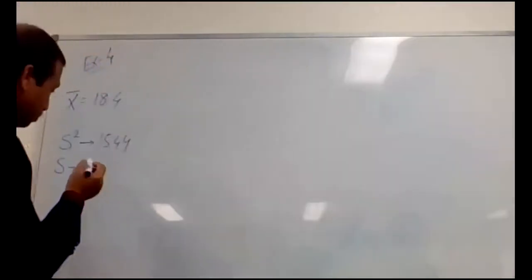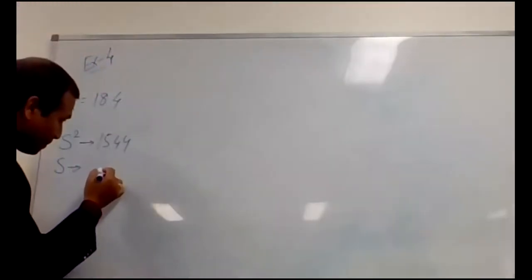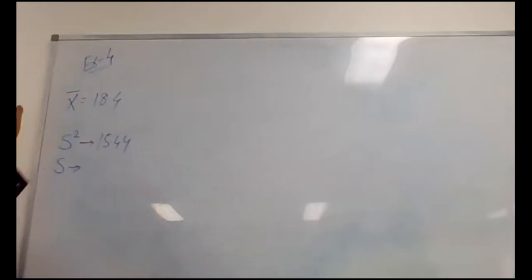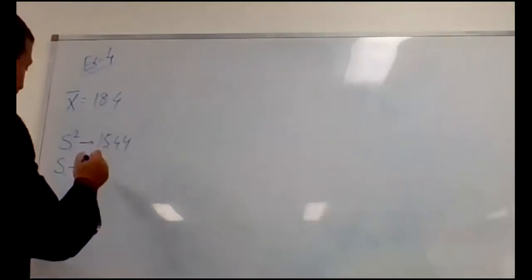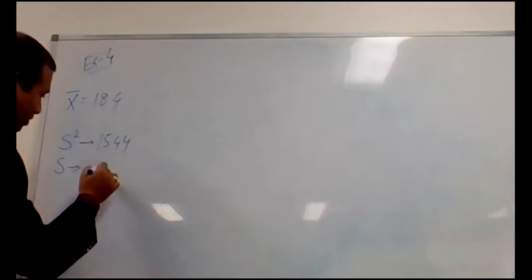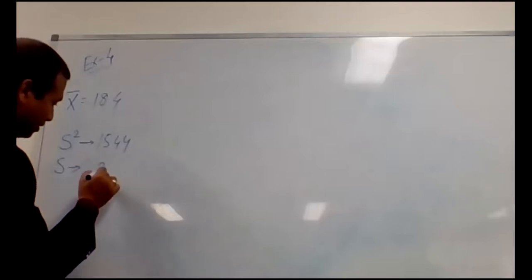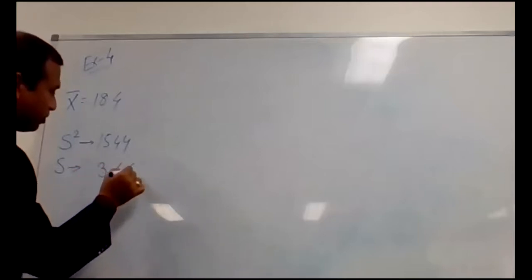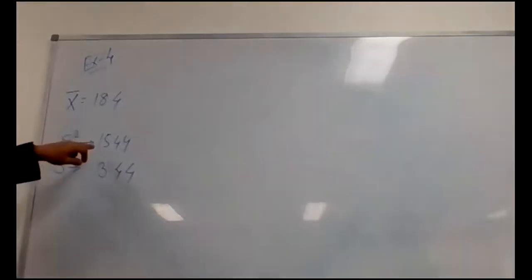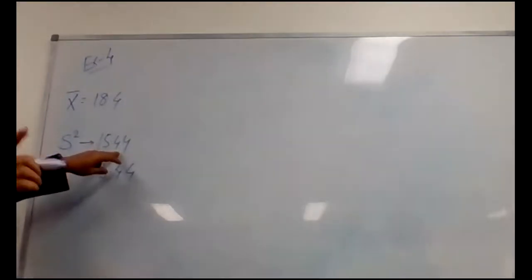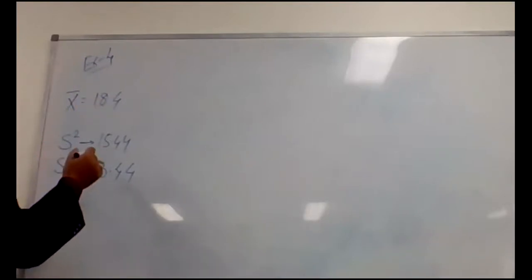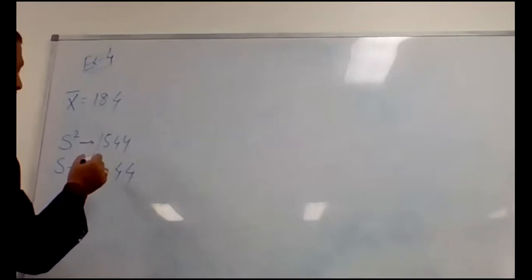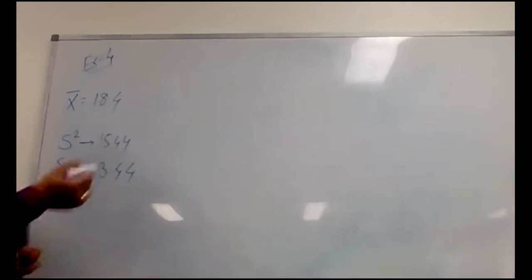It's 3.92, I think. It's 15.44, sorry. Yes, then it's 3.92. Simple one. See, 15.44 is just around 16, so your answer is around 4, right? The square root of 16 is 4. Just be careful. So standard deviation, you got it.